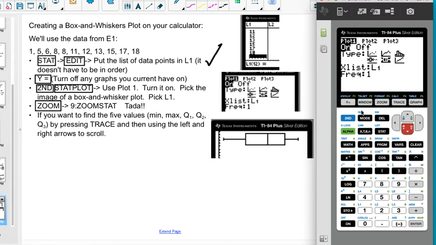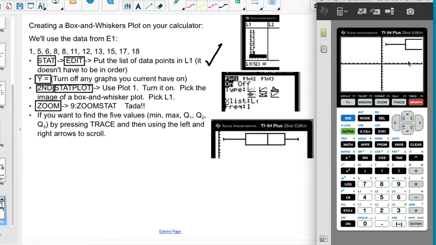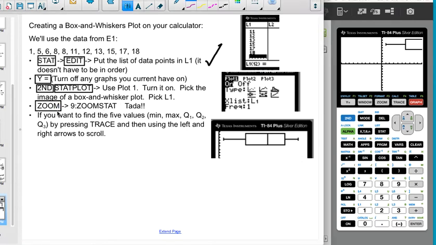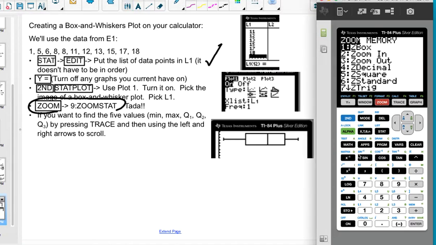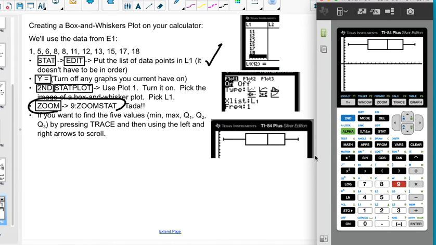And then I'm done. And then when I hit zoom, now watch, if I just graph now, you're not going to see what I want to see. So the reason I added this where you want to press zoom stat is because this is going to graph it not where you're usually seeing your window. So you're going to do zoom and then stat, which is zoom 9. And there's your nice happy box and whiskers.